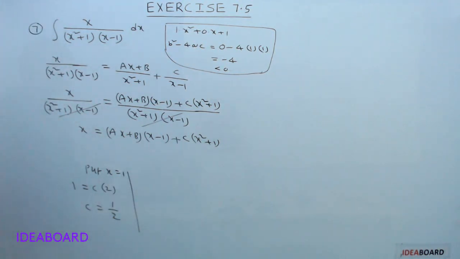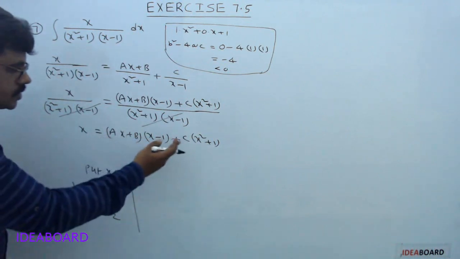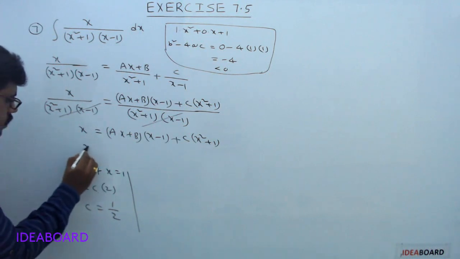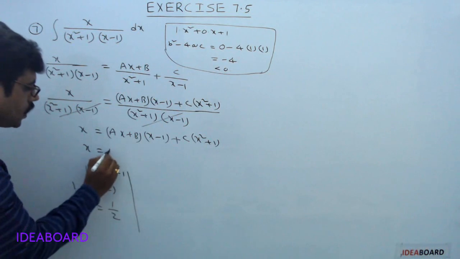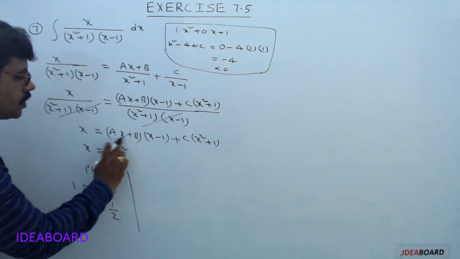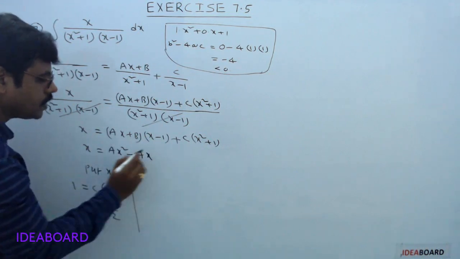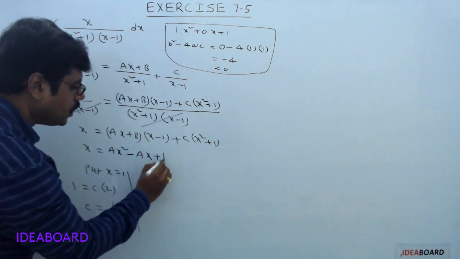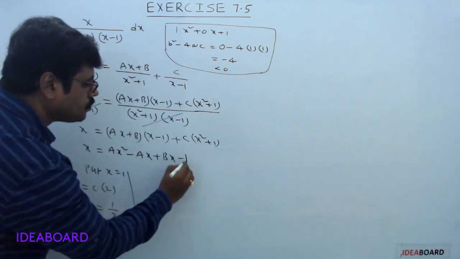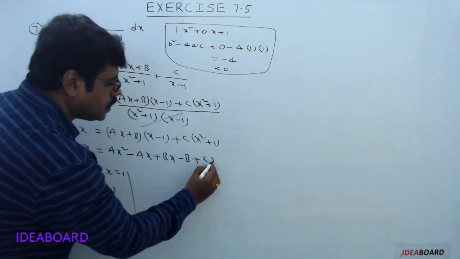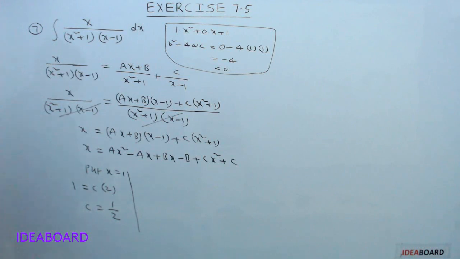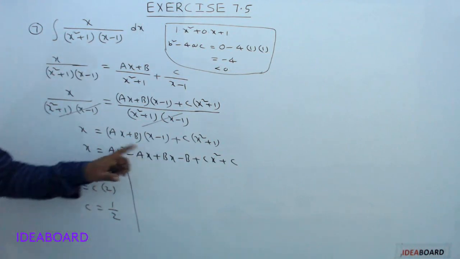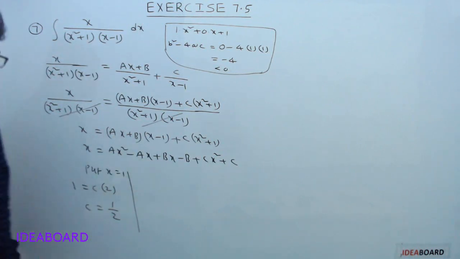Next, calculate the values of a and b. First, you have to simplify this equation. This is x equals: multiply these two factors, ax into x, ax square, ax into minus 1, minus ax, plus bx, then minus b, plus cx square plus c. Now compare the coefficients of x square on both sides of this equation.